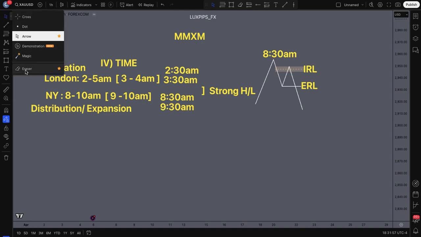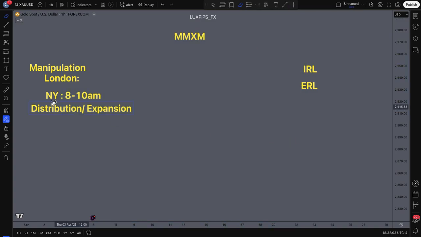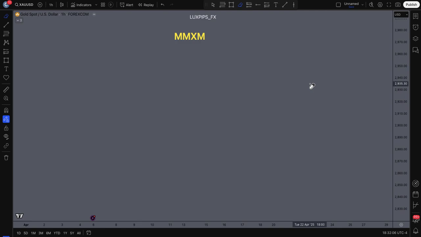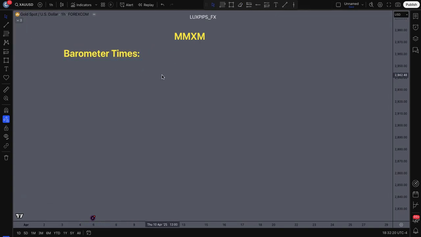Now I want to go over barometer times. So, give a disclaimer. These barometer times are mostly effective on Forex and indices, however you say it.